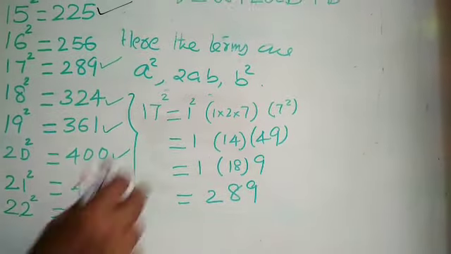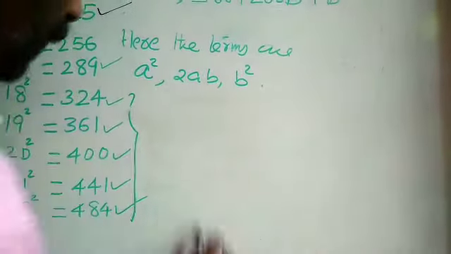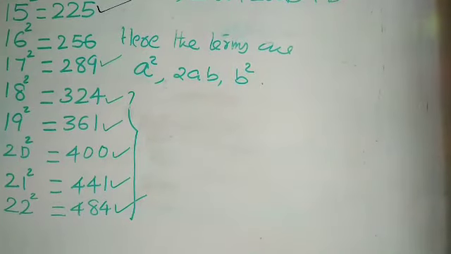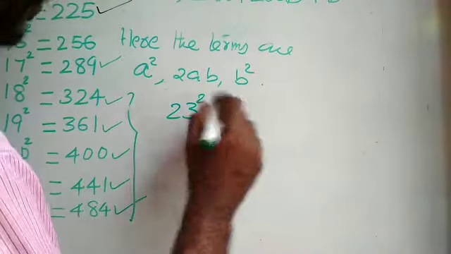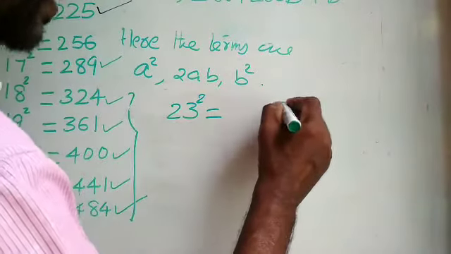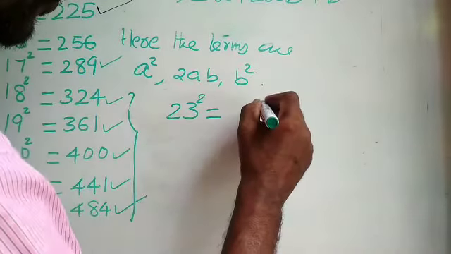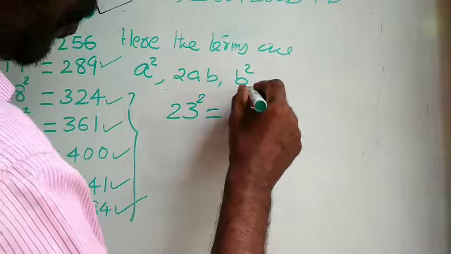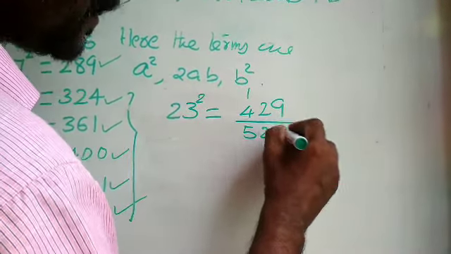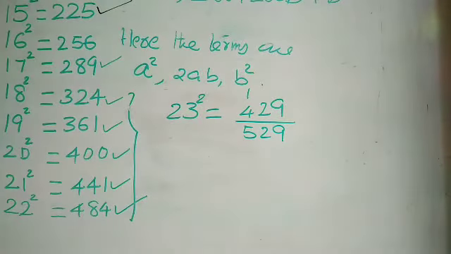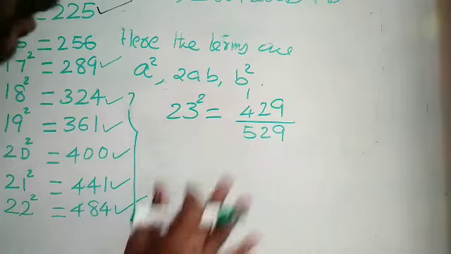But we do 23 square. As usual, we write 3 square, 9. 2 into 3, 6, is double, 12. You put 1 over there. 2 square, 4. So the answer is 529. It's not easy, so from different steps you are coming to one step.